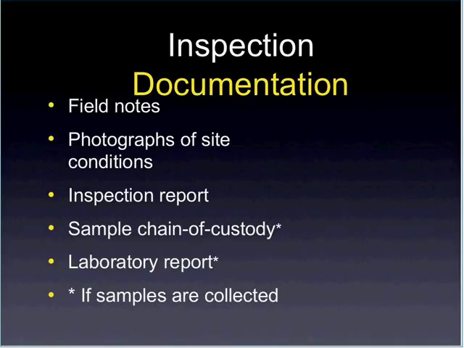In terms of documentation, the appropriate documentation of an inspection would be field notes prepared by the inspector, and photographs of site conditions, which are absolutely valuable in many, many cases, to describe the site conditions and to document what they were at the time of the inspection, because of the way buildings and their environments change and are changed over time.